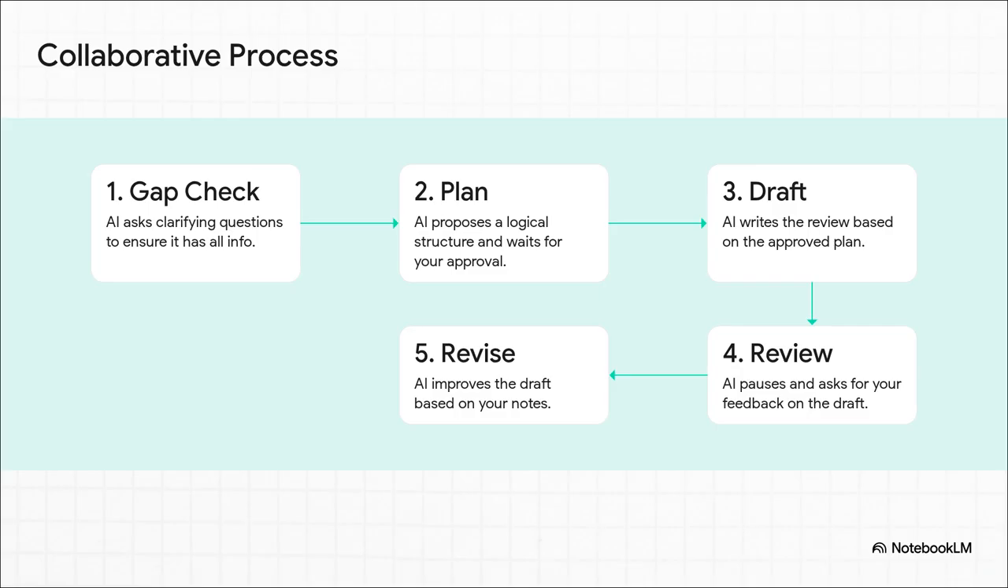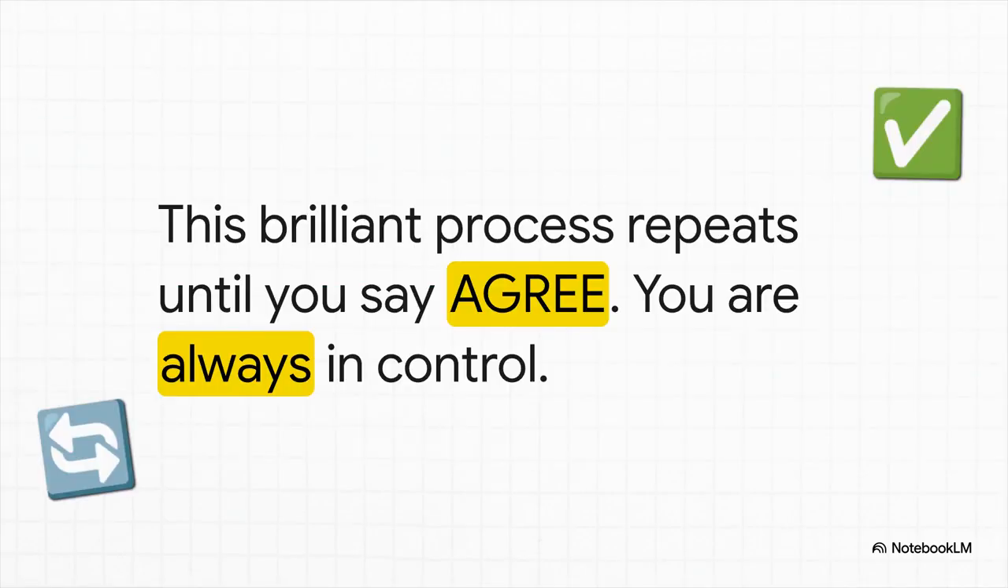Once you give the green light, it writes the draft. But then it pauses, waiting for your review and feedback before it makes any revisions. This brings us to probably the most important part of this whole workflow. That cycle, draft, review, revise, it can repeat as many times as you want. The AI will not move forward, it will not finalize anything until you are totally satisfied and you give the final command, agree. This guarantees that you are the editor-in-chief. You are always in the driver's seat.